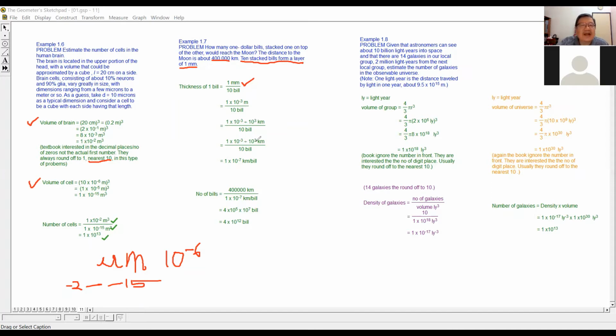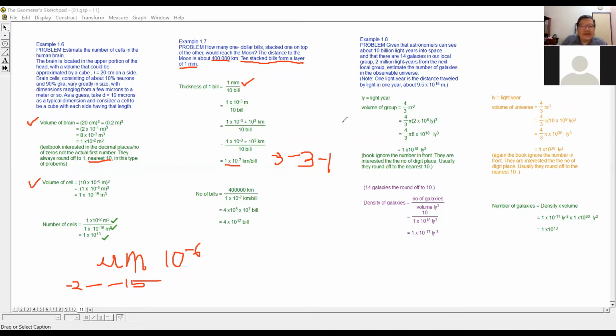Then 10 to the power of negative 3 minus 3 becomes 10 to the power of negative 6. Divide by 10 some more, you have to minus one more from the index. So it becomes negative 7. So altogether, negative 3, right? When you divide by 10 to the power 3, you minus another 3 there. When you divide by 10, you minus another 1 there. So negative 3 minus 3 minus 1, that's how we get this negative 7.